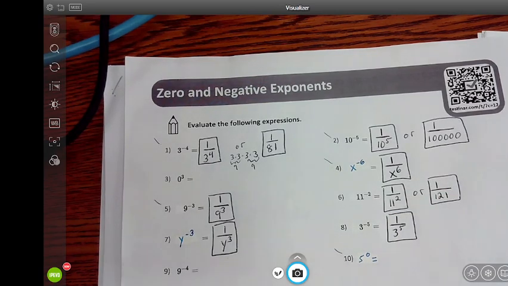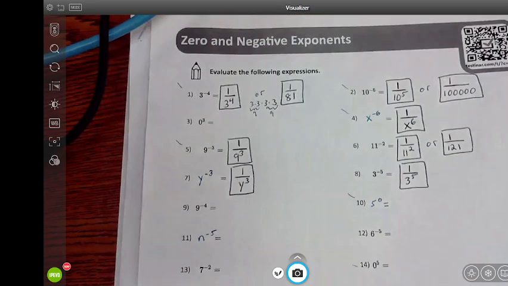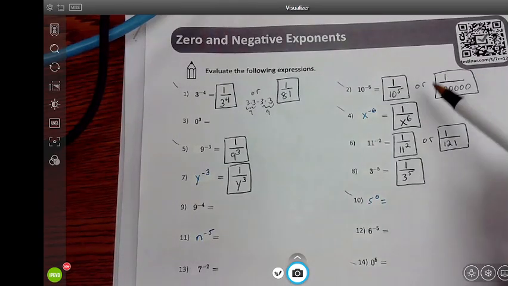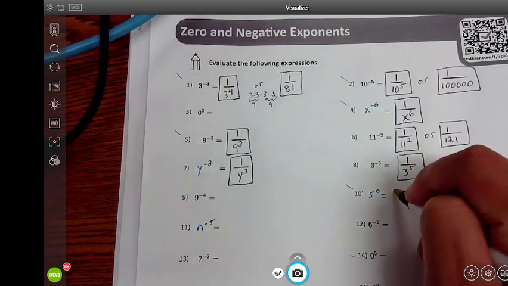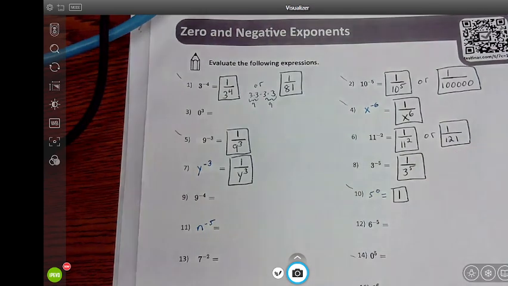Let's look at number 10. So negative exponents, rewrite them as a fraction. 1 will go in the numerator, and then that term will go into the denominator with a positive exponent. Anything with the 0 power, look at number 10, anything with the 0 power is going to equal 1. 5 to the 0 power equals just 1. Anything to the 0 power is 1.